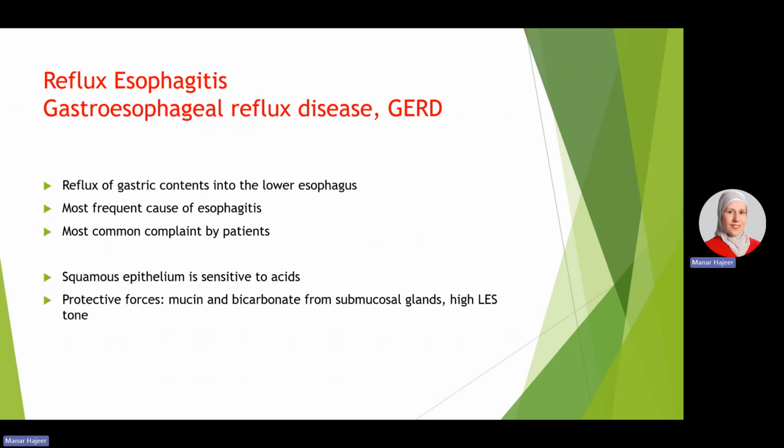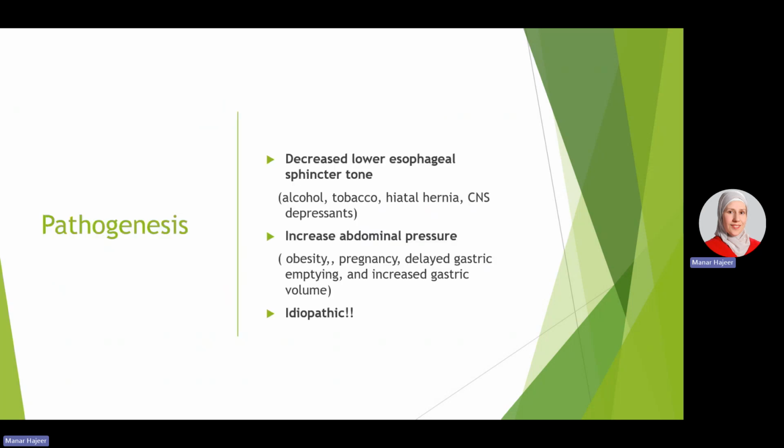The squamous epithelium of the esophagus is sensitive to the acids that are carried in the gastric juices to the lower part of the esophagus upon recurrent reflux of these contents. However, there are some protective forces that can protect the esophagus from this damage: mucin and bicarbonates that are secreted from submucosal glands, and the high lower esophageal sphincter tone, the contraction of which prevents reflux of gastric acidic contents.